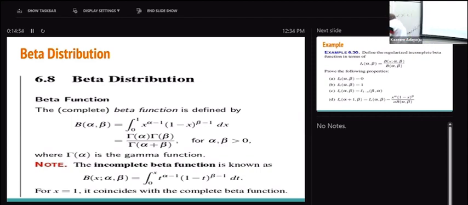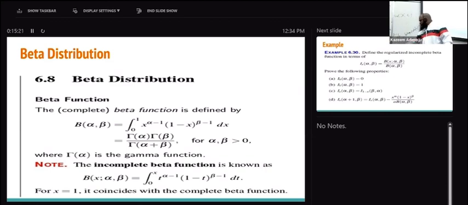Now, what is the non-integral definition? The non-integral definition is basically gamma alpha times gamma beta divided by gamma of alpha plus beta. This is the non-integral definition. And you know what? The integral definition is equal to the non-integral definition.